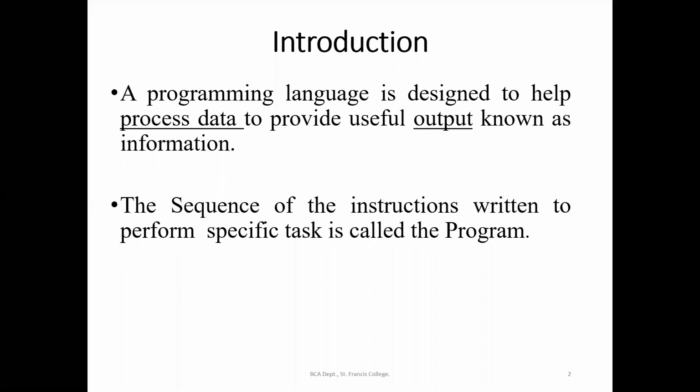So a programming language is used for processing the data. We will make the computer process the data. We will just give an input as data, and the computer will process the data and give an output as information. Understood? The sequence of instructions which is written to perform a specific task is known as a program, which we already saw. We have to instruct our computer line by line: after this, do this; after this, do this. Then only it will execute the program.